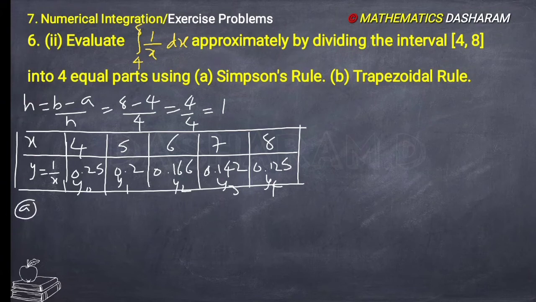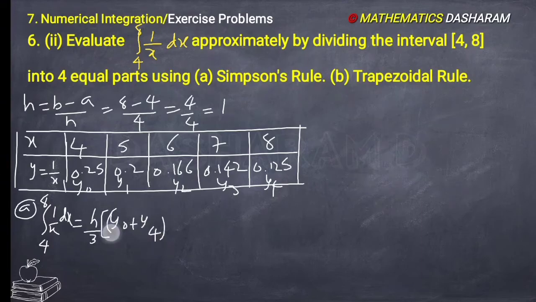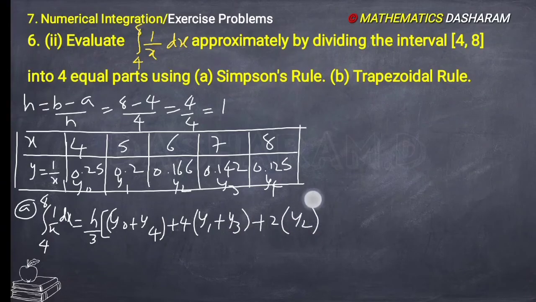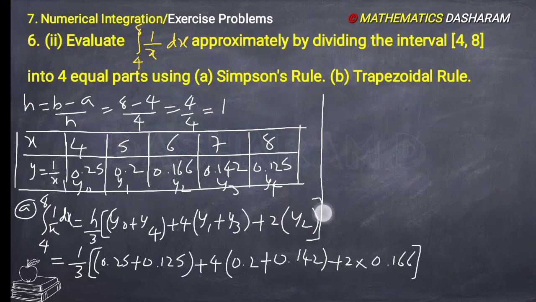The first one is Simpson rule. So integration 4 to 8 of 1 by x dx equals, the Simpson rule is h by 3 bracket of sum of the first and last ordinates. That means y0 plus y4 plus 4 into sum of the odd ordinates, y1 plus y3, plus 2 into even ordinates y2. Now in this substitute the values. So let us simplify the answer.